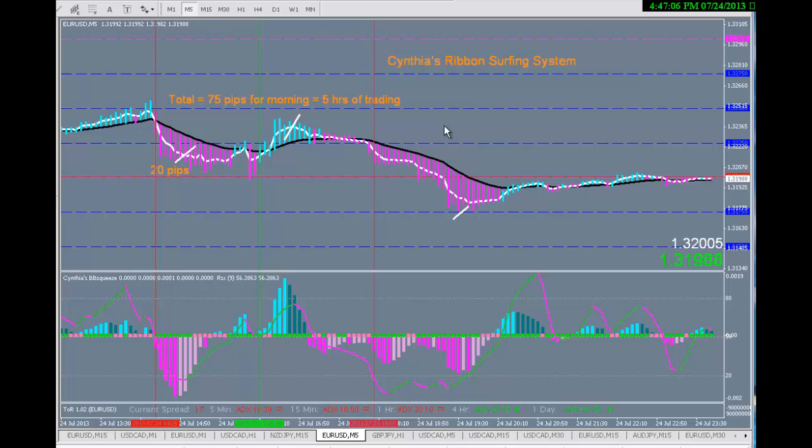And I just wanted to show you my trading for the morning this morning. It was just 5 hours of trading, and I made a total of 75 pips for the morning, which is not spectacular, but it's okay. And just to briefly go through the trade setups with you and why I took the trade according to the rules of the trading system, and there was even one trade that I broke the rules, but I'll show you.